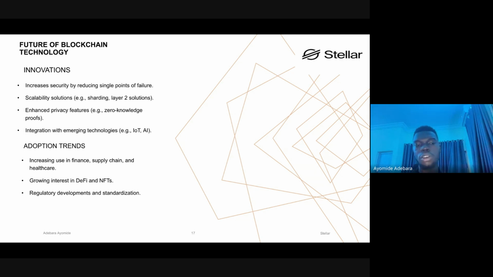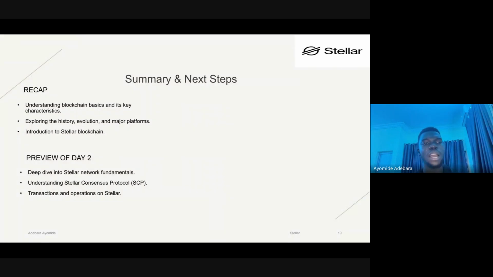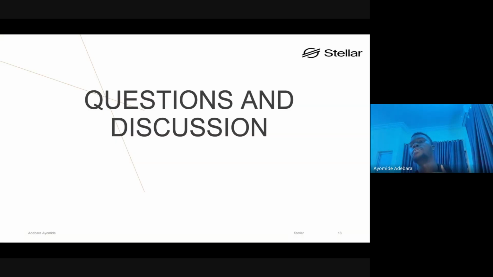So adoption trend, you hear increasing use in finance, supply chain, and healthcare. Then also growing interest in DeFi and NFTs. We hear of regulatory development and standardization. So at this particular point, we have come to the end of everything that has to do with the introduction and fundamentals of blockchain.